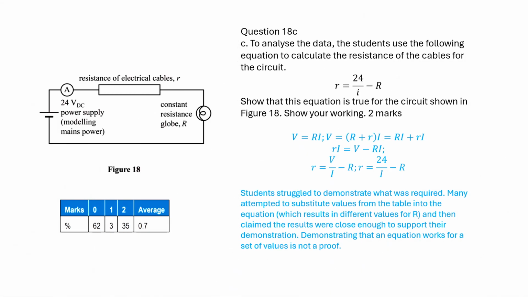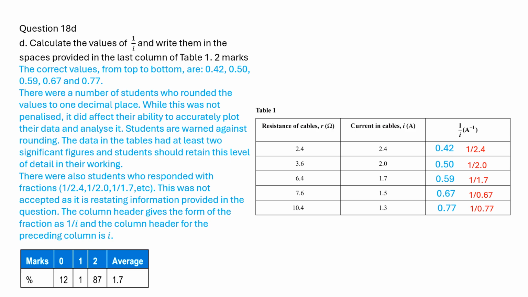This circuit is a series connection. The current passing through the resistance is the same as that of the globe. Using Ohm's law, we derive the resistance equation. Calculate the reciprocal of the current one by one.